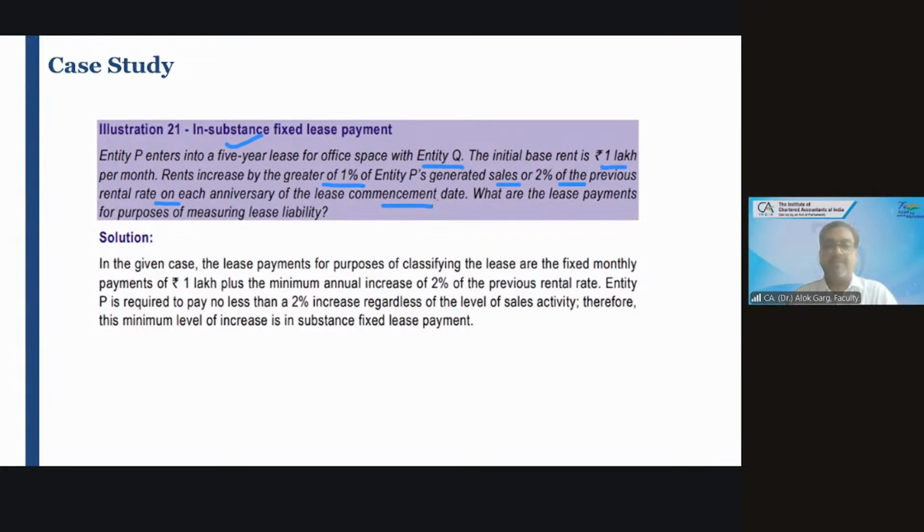Tell me, what will the lease payments be? How will we compute them? 1 lakh base rent and 2% of the previous rent.